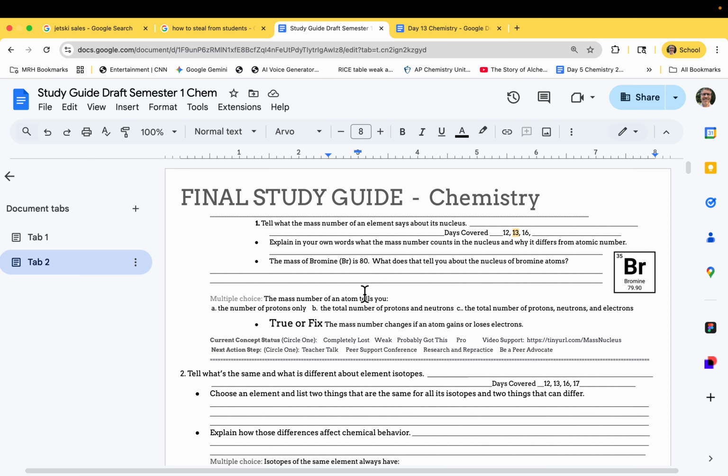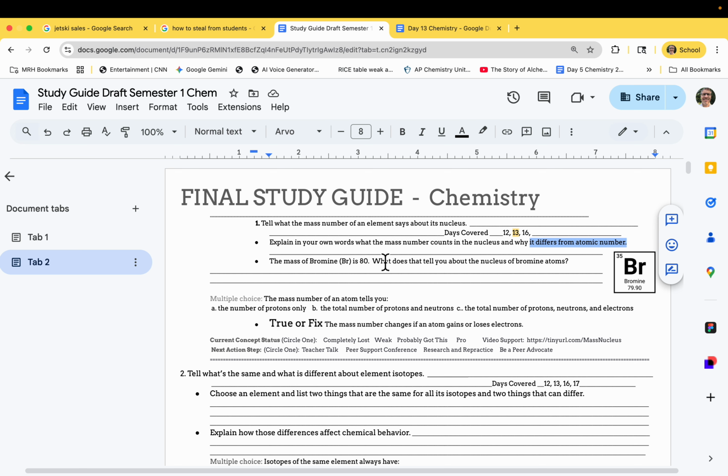Explain in your own words what the mass number counts in the nucleus and why it differs from atomic number. Well, atomic number is just protons. Explain in your own words what the mass number counts in the nucleus. It counts protons and neutrons. That differs from atomic number because the atomic number is just the number of protons.